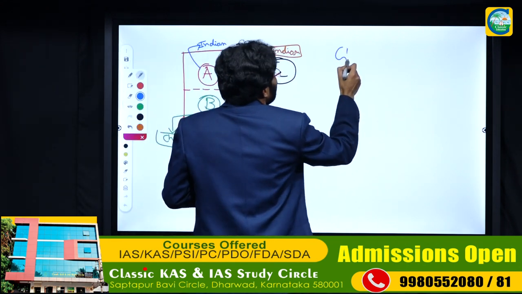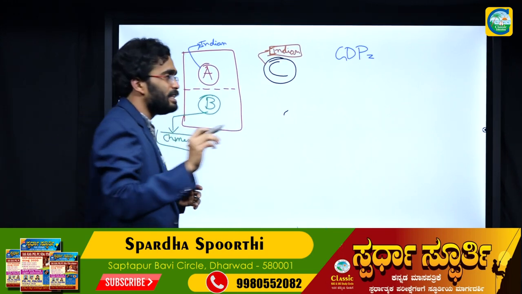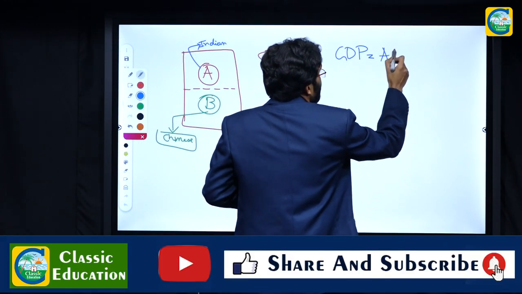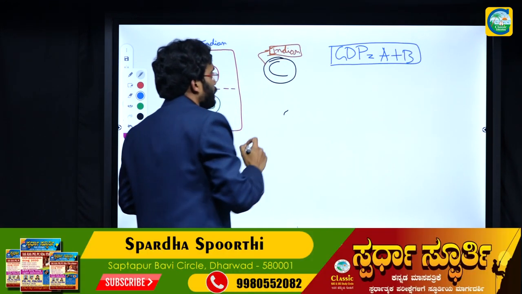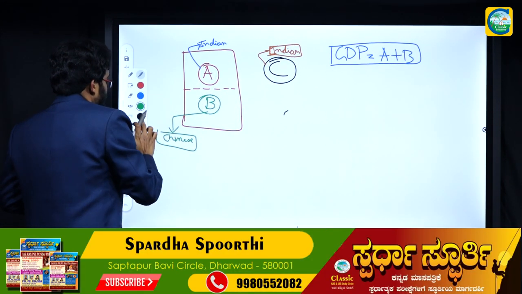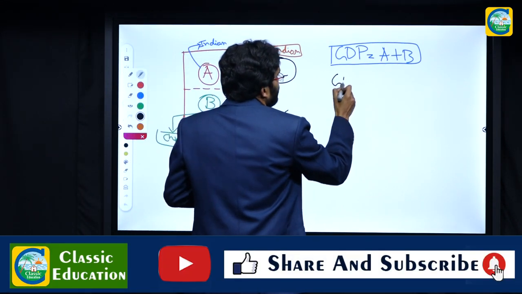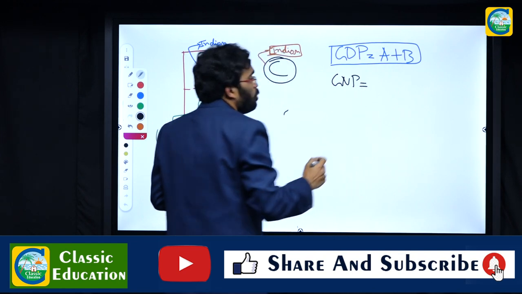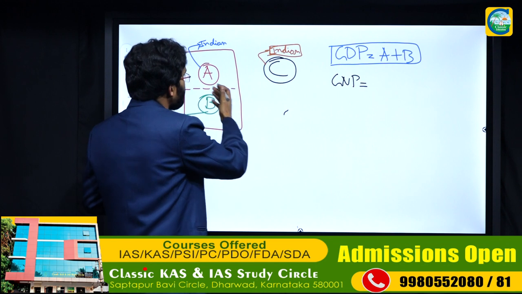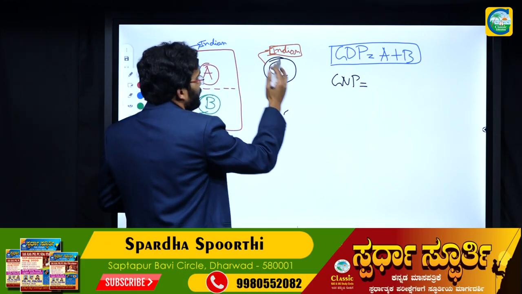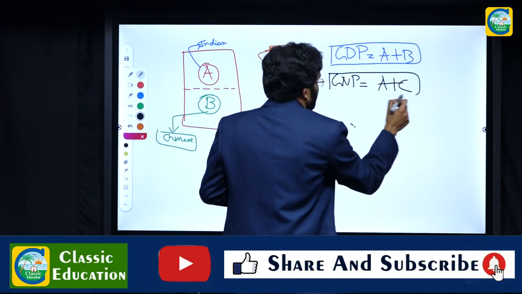So now let us write down what GNP and GDP are. We have discussed this earlier, right? What is GDP? A plus B is your GDP. Now let us write down what GNP is. GNP is the income earned only by the citizens, no matter whether it is in India or abroad. So Indians and Indians: A plus C is your GNP.